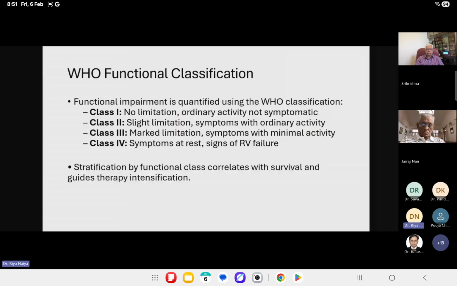Coming to the WHO functional classification, functional impairment is quantified using WHO classification, and this is important for understanding the timing and whether to use combination therapy for the patients or not. So we have class 1 where there is no limitation and during ordinary activity the patient is not symptomatic. Class 2 where there is slight limitation, there are symptoms with even ordinary activity. Class 3 is marked limitation where there are symptoms with minimal activity, and class 4 is symptoms at rest with signs of RV failure. So stratification by functional class correlates with survival and guides therapy intensification.